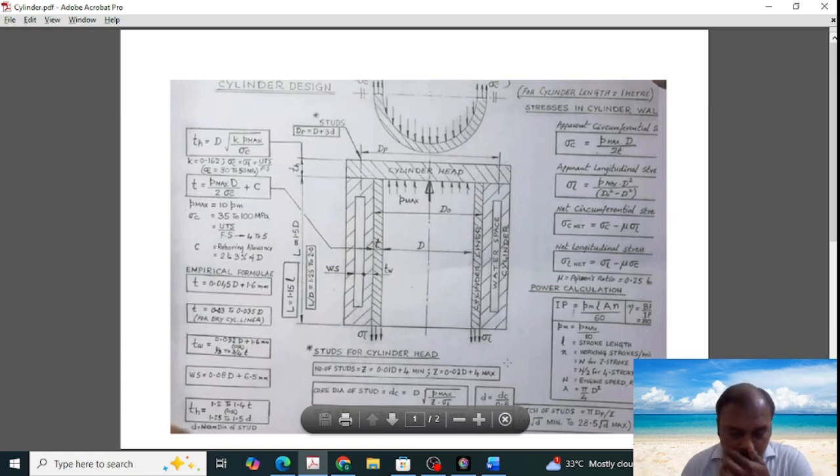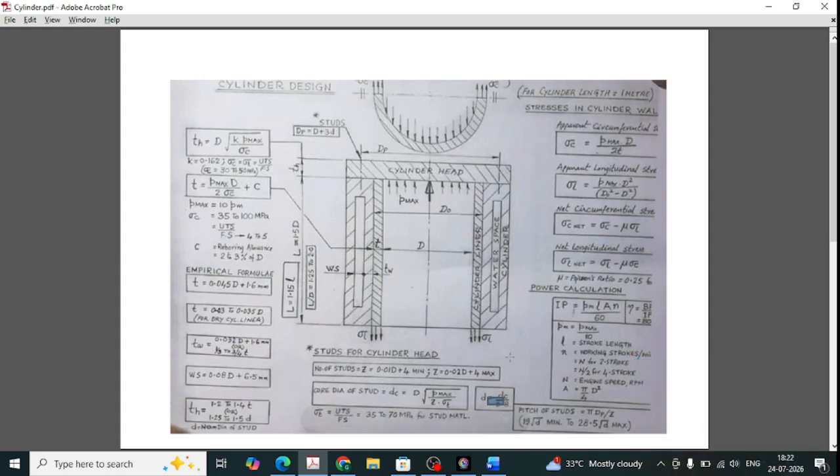And if the number of studs has been found out, we could go for a formula dc is equal to d into p max by 2t, where dc is the core diameter or root diameter of the stud, and d is the nominal diameter of the stud. That could be calculated using dc by 0.8. And finally we can find the pitch of the stud, that is calculated using pi dp by number of studs, this is z, and this dp is the pitch circle diameter.